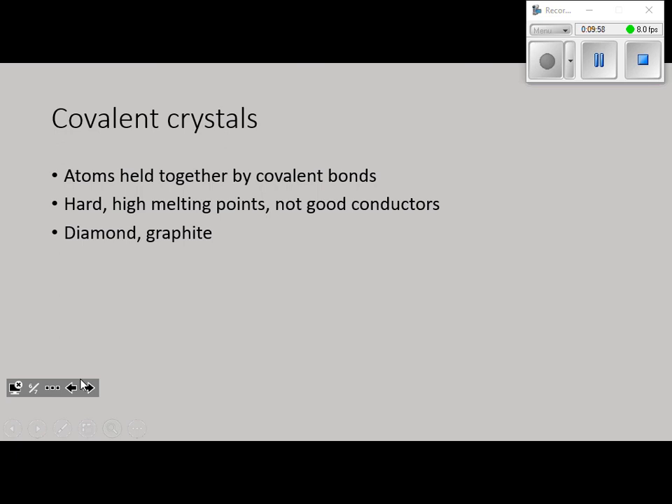It takes a lot of energy to break a covalent bond. A lot more than an intermolecular force like hydrogen bonding or London dispersion forces. And again, these electrons are locked up in that covalent bond, which is why they are not good conductors. Diamond and graphite, typically not what we want to be conducting our electricity.